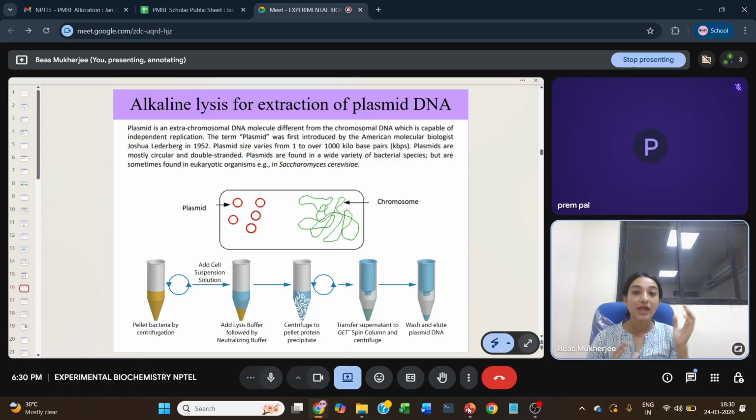Now what do we do? Add lysis buffer followed by neutralizing buffer. So what is lysis buffer and what is neutralizing buffer? We have everything in the next slide. All the different compositions are there in the next slide.